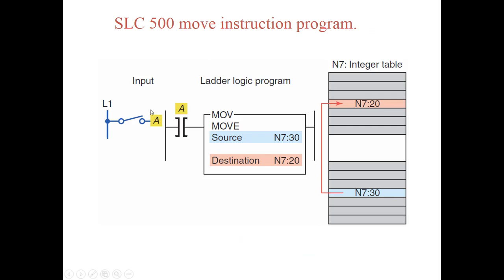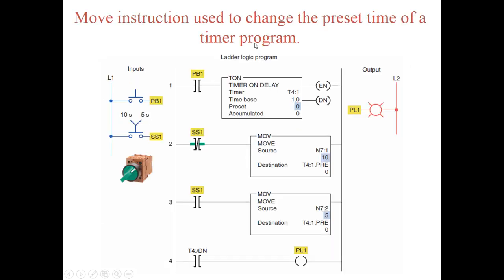Let's take a look at this one. So for some reason, when this switch is made and this becomes true, we're going to move N30 into N20. So all the ones and zeros here get moved up to N20, where all the ones and zeros are there. And we have to figure out why we would want to move those ones and zeros, or why we would want to move something. Okay. So move instructions can change the preset time of a timer. Here's a good one. So we have a push button. Let's say I hold the push button down. This timer is going to time, but we need to put a preset in here, like we want to put 5 seconds or 10 seconds or 20 seconds or something like that, right?